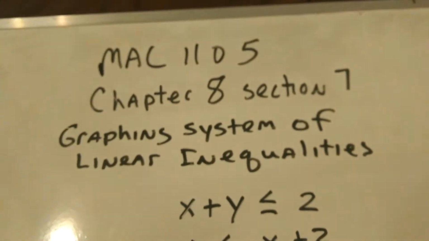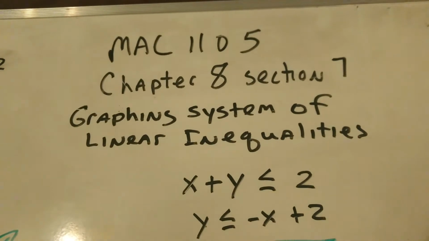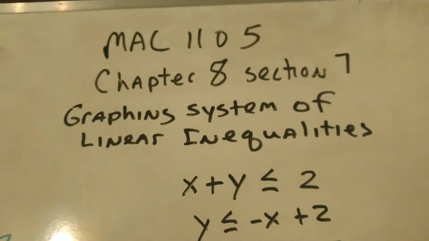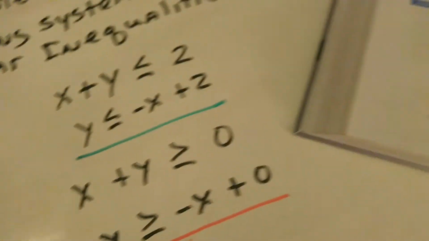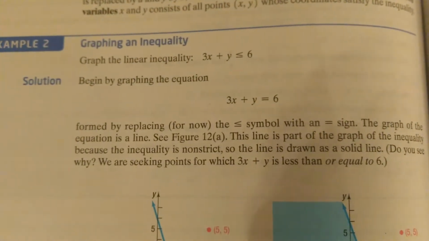Last section for college algebra, MAC 1105, is Chapter 8, Section 7, Graphing Systems of Linear Inequalities. First of all, let's just look at this example problem from the book.